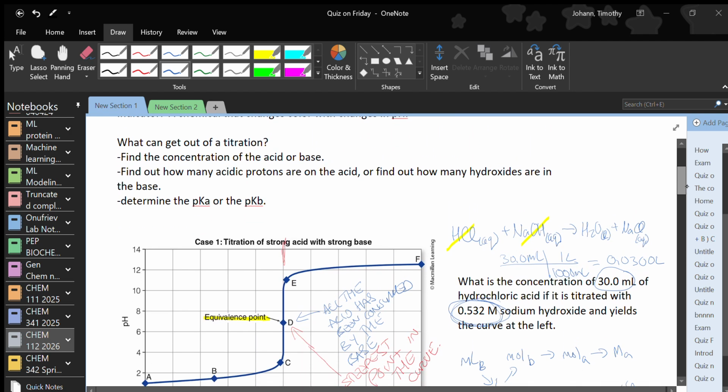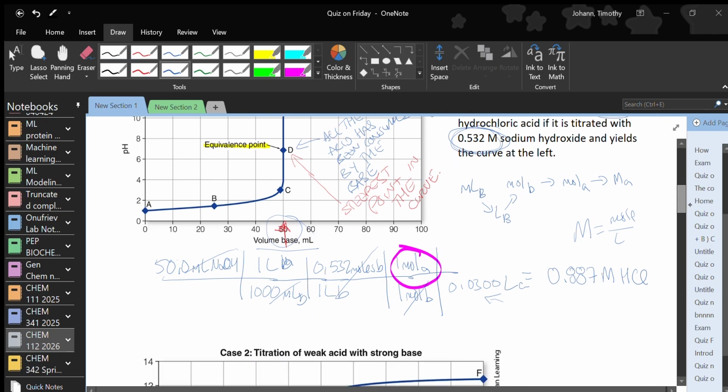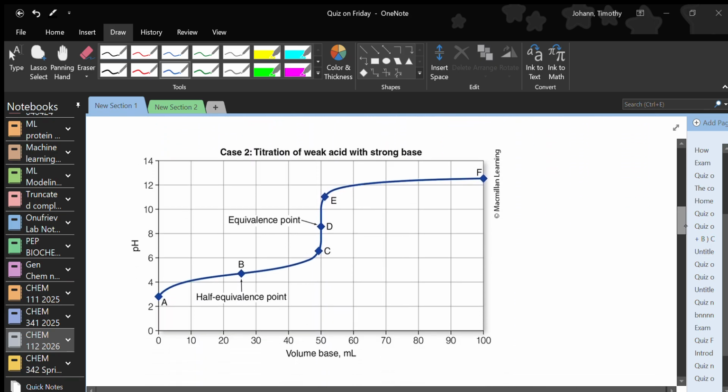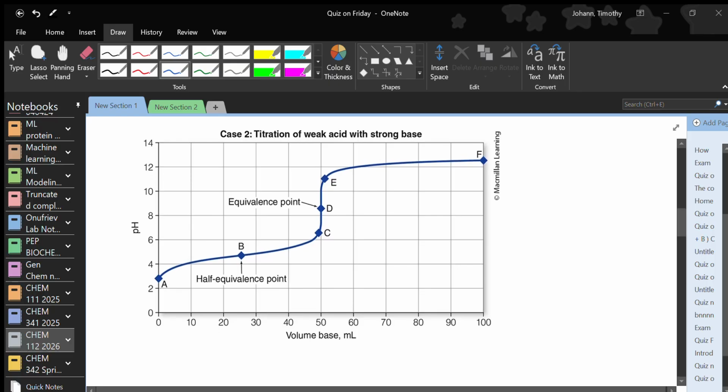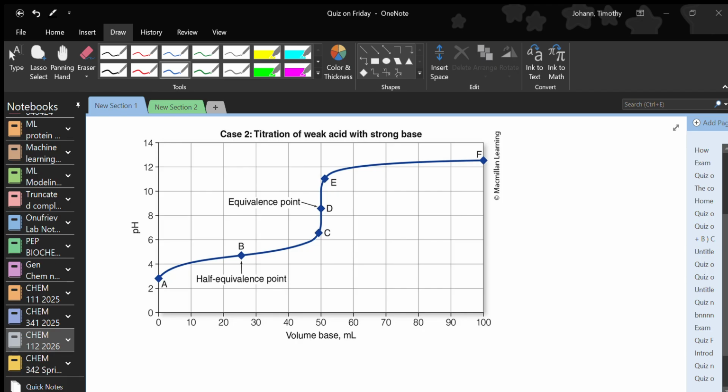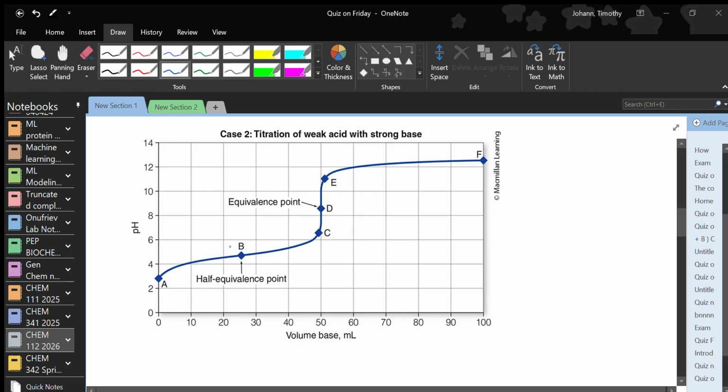And then in terms of how many protons are on the acid, or hydroxides, we'll get to that in a little bit. Okay, so now our next question is the titration of a weak acid with a strong base. We're going to do the same sorts of things here, where we have our pH down here.